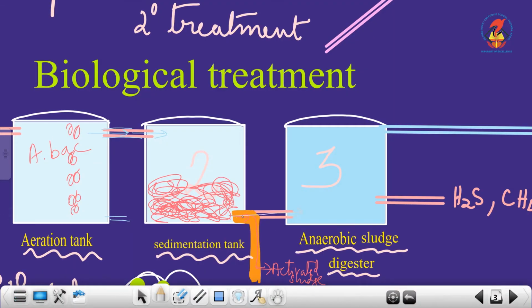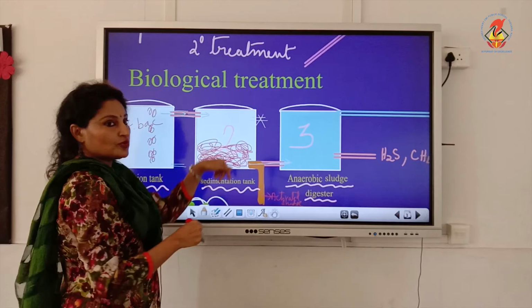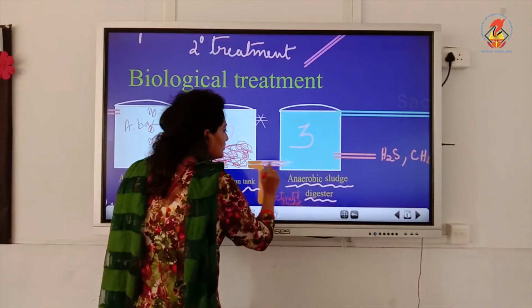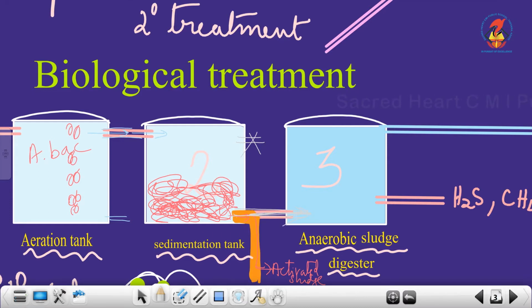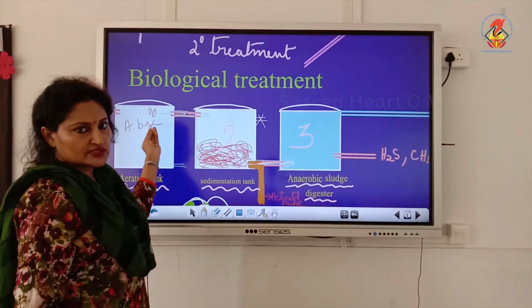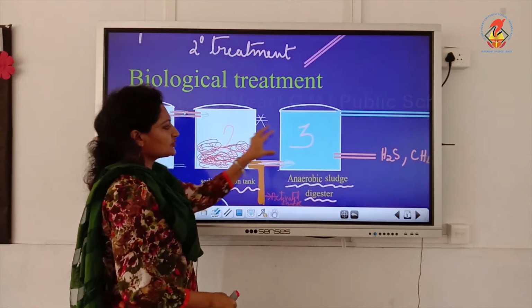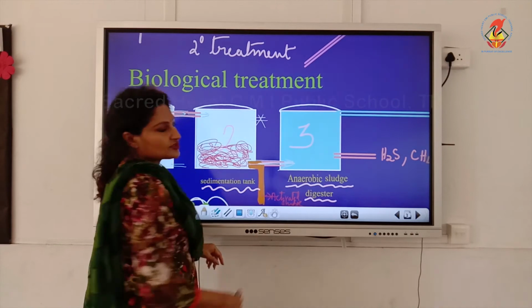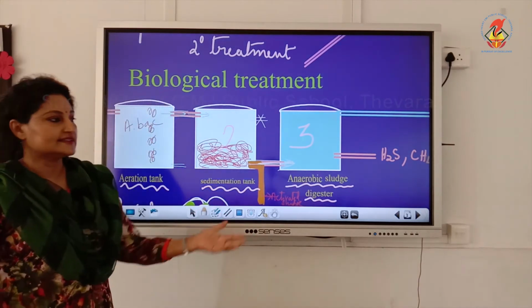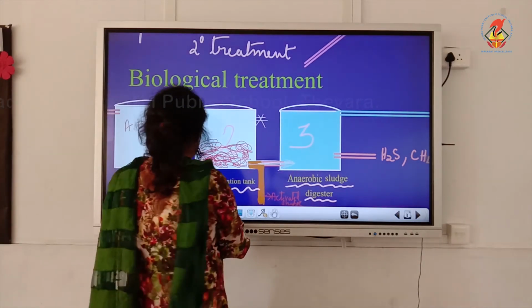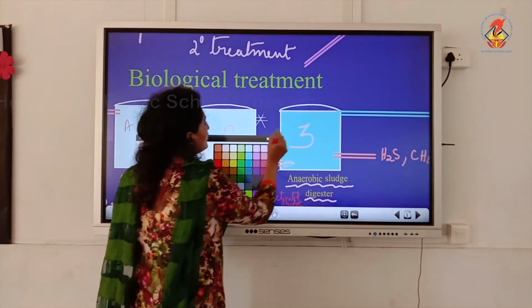What is the next connection? It's not the effluent. I didn't draw a pipe from the effluent. Only a small portion of the sludge is used as an inoculum, a very small portion. The remaining major part of the sludge is taken to the third tank. The third tank is called the anaerobic sludge digester. As the name suggests, which bacteria should be present here? The anaerobic bacteria.